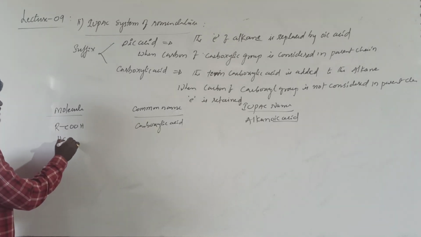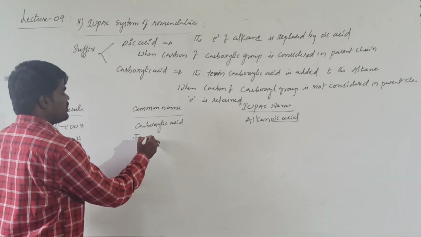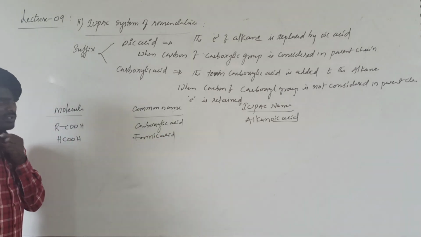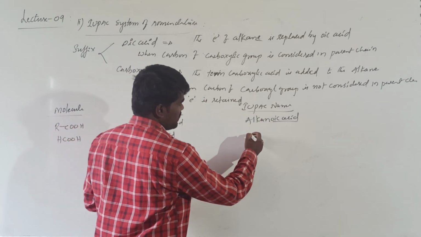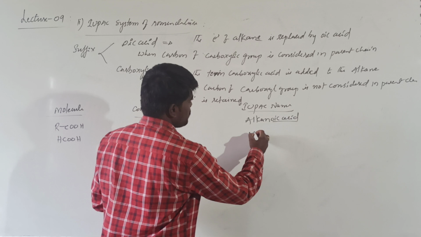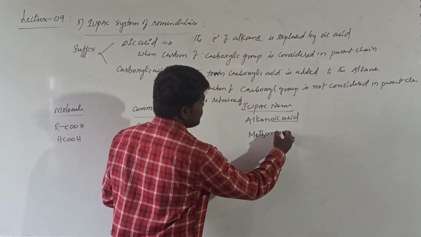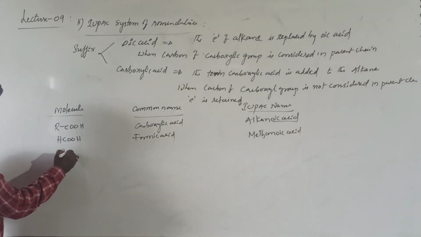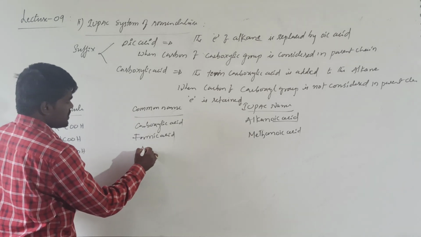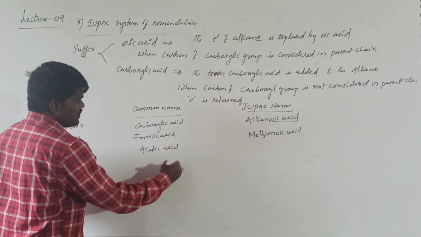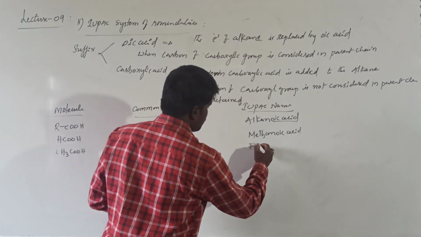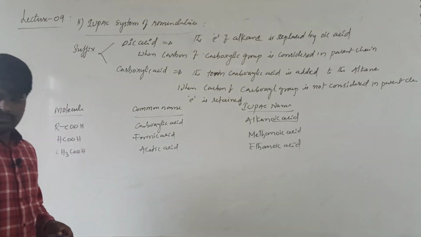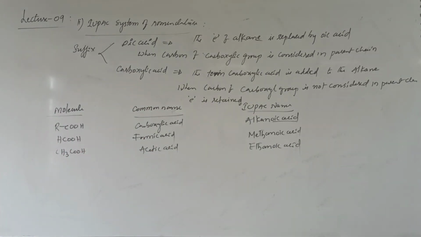What is the first one? This we call formic acid. Commonly we call it formic acid. According to the IUPAC, how many carbons are there? Only one carbon. So you should consider it a derivative of methanoic acid. So this we call methanoic acid. Suppose you are going for the next member, this we commonly call acetic acid. Acetic acid. So as per the IUPAC system, this we call ethanoic acid, right?